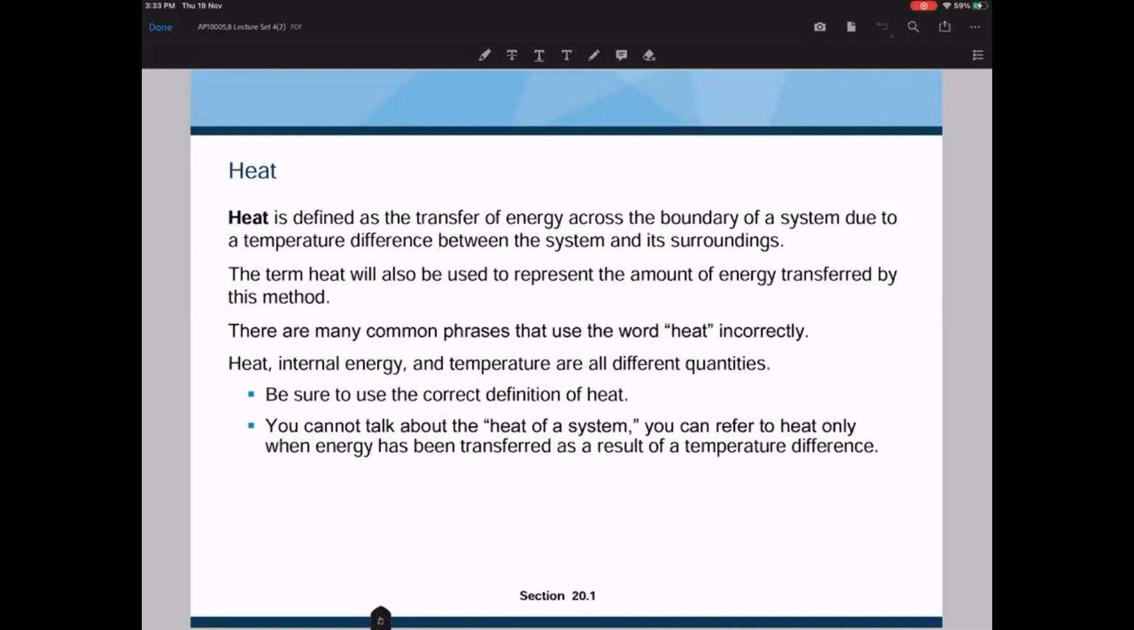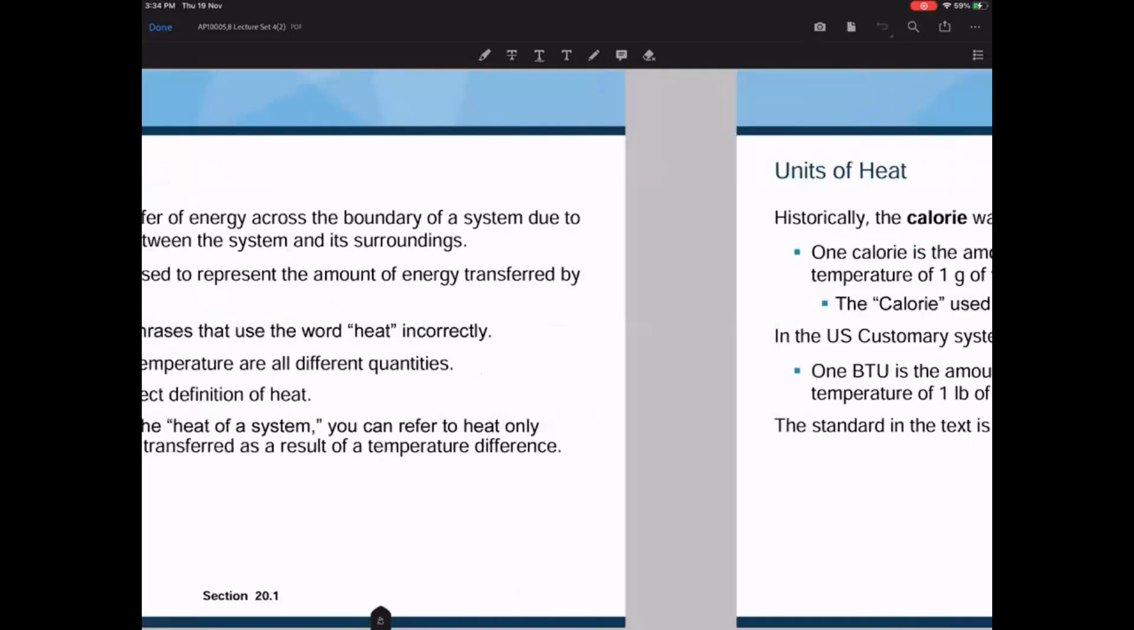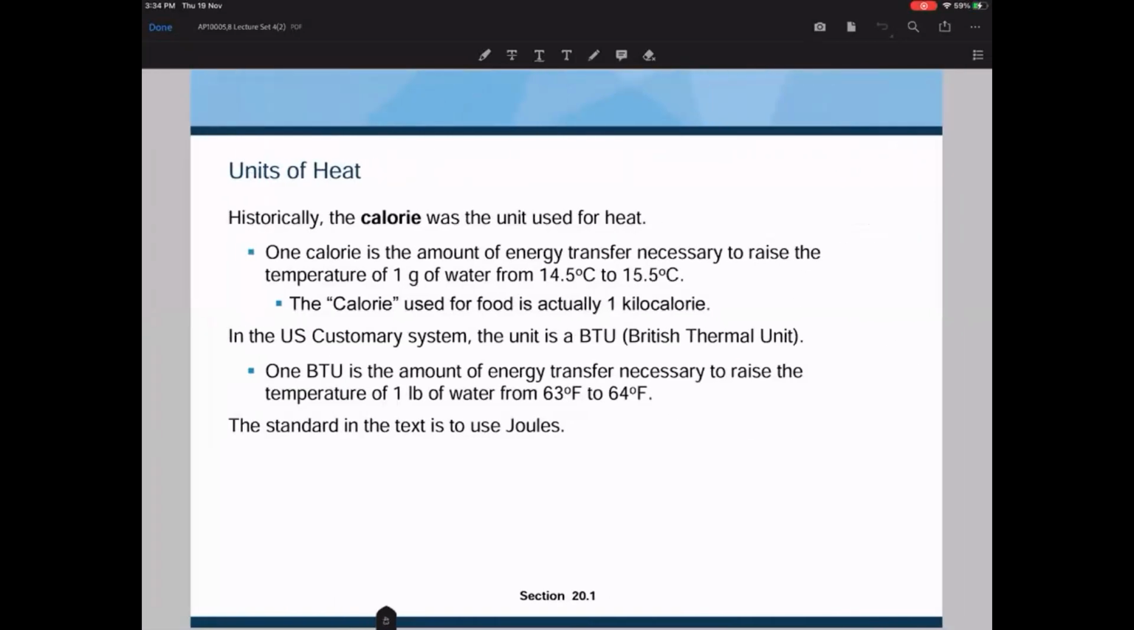But the concept of heat is not arbitrary at all. You must have a flow of energy due to temperature difference from one side of the system to the other. So that is the idea of the heat. Internal energy, on the other hand, is always present within the system.